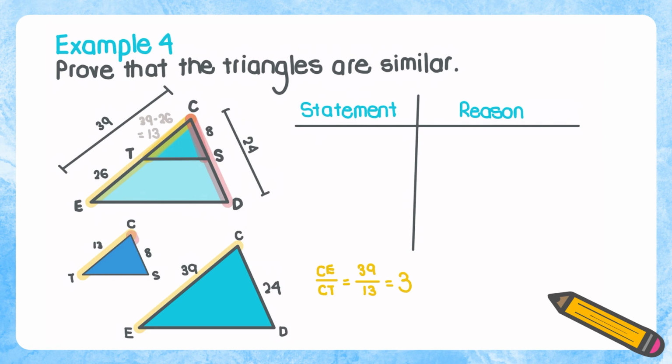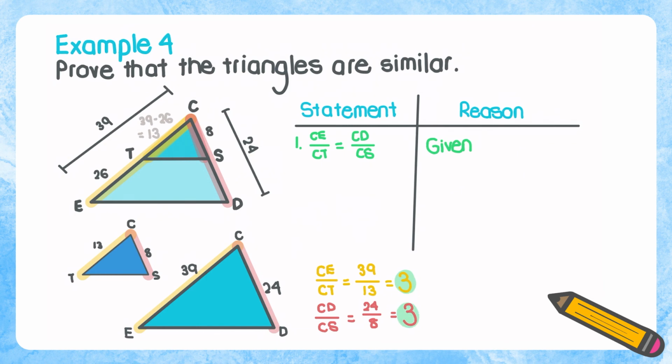We're given another pair of corresponding sides. Sides CS and CD. These two sides right here. So let's set up another ratio. Side CD over side CS equals 24 over 8, which also simplifies to 3. So we know that these two ratios of corresponding sides are equal to each other because they both equal 3. And for the reason, although there was a lot of math on our end involved, it was still given to us.